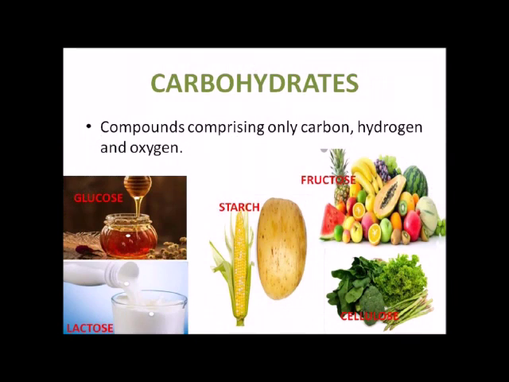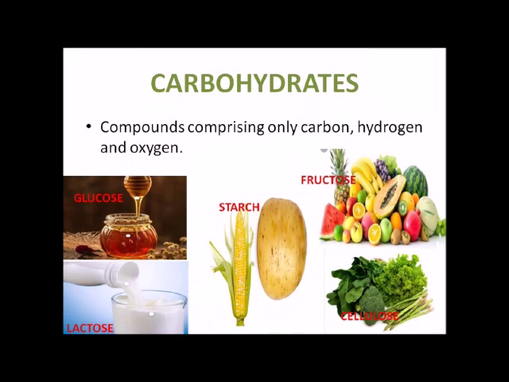Next is carbohydrates. There is a very common scenario at your home. You can see always that your mom is insisting you to have more chapatis as they have more carbohydrates. What exactly are carbohydrates? We know that they are nutrients, but if we look at them chemically, they are compounds comprising only carbon, hydrogen and oxygen. Carbo is from carbon, hydro is from hydrogen, and it includes oxygen also. Some examples of carbohydrates are starch, lactose, fructose, glucose, and cellulose.